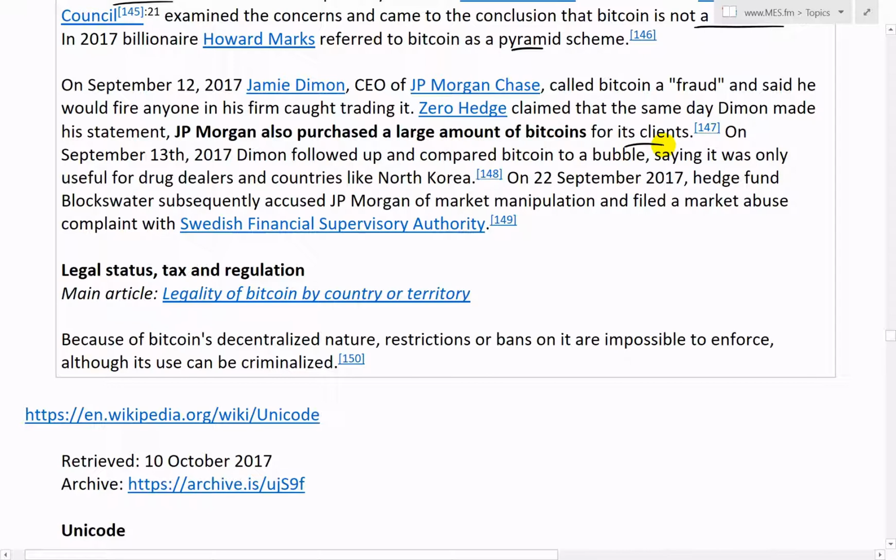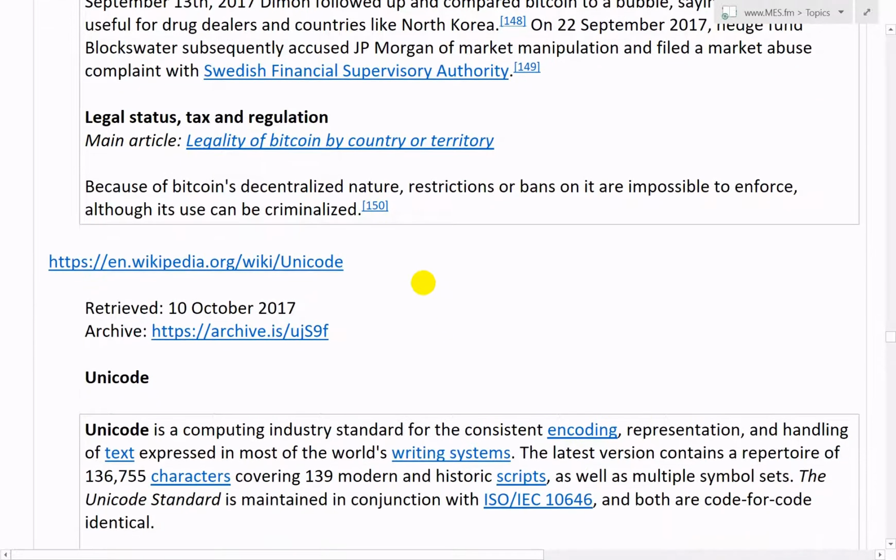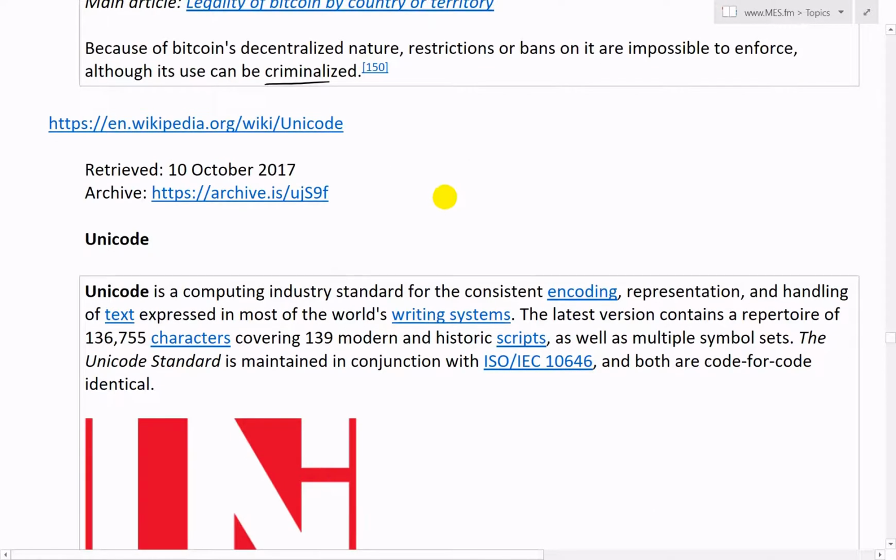On December 13, 2017, Dimon followed up and compared Bitcoin to a bubble, saying it was only useful for drug dealers in countries like North Korea. And on September 22nd, 2017, hedge fund Blockswater subsequently accused JP Morgan of market manipulation and filed a market abuse complaint with the Swedish Financial Supervisory Authority. Going further, legal, tax status and regulation. Because of Bitcoin's decentralized nature, restrictions or bans on it are impossible to enforce, although its use can be criminalized. So there's all those ways of the system messing up.